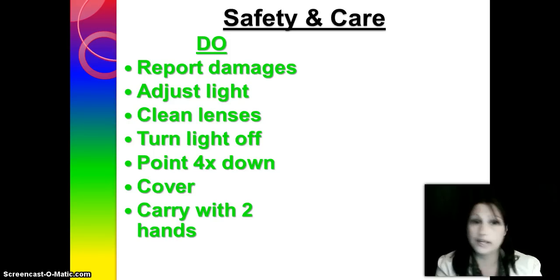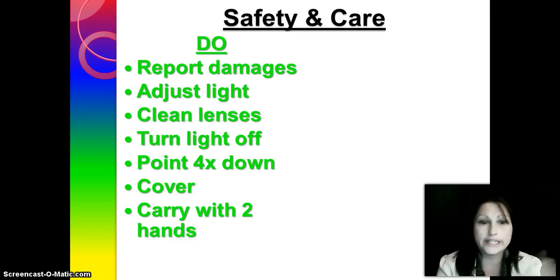That way we can note it and get it fixed. Next, adjust the light. If you look directly into the microscope when you plug it in without adjusting the light, you're going to give yourself a horrible migraine. So turn the light down to a comfortable level. Next, if the lenses are dirty, clean them using only the lens cleaning paper, otherwise they may get scratched.